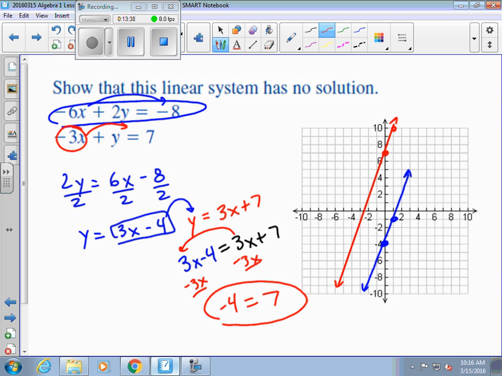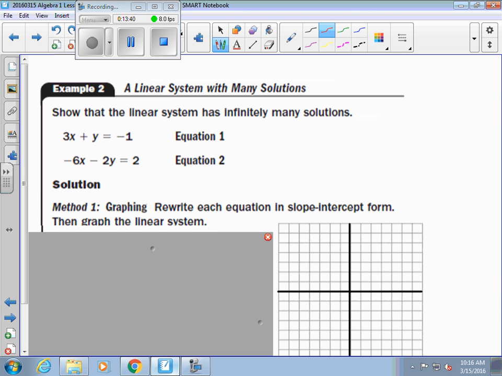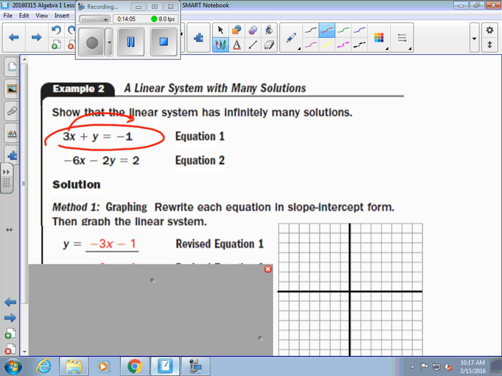The second example is if there are many solutions. Anytime the variables are eliminated, it's either going to be no solution or it's going to be an infinite amount of solutions. Watch what this means. So the first method is to make both of them into slope-intercept form. So for the first equation, this one, red one right here, bring 3x from the left to the right. You know positive 3x, when it moves over, it becomes what? Negative 3x. So y is equal to negative 3x minus 1.